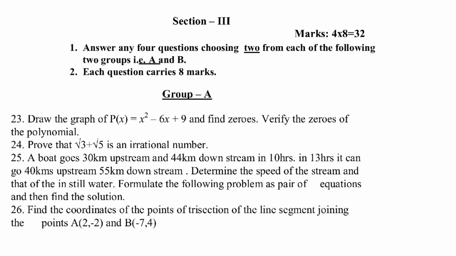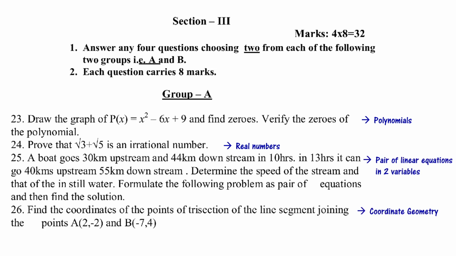section 2 ended with 20, right? It has to be 21 here, but it is written as 23. So you have to account for that typo. The first question in this group is from polynomials. The second one is from real numbers. The third one is from pair of linear equations in two variables. The fourth one is from coordinate geometry. So out of these 4 questions, you have to write only 2 such that you will get 16 marks, right?